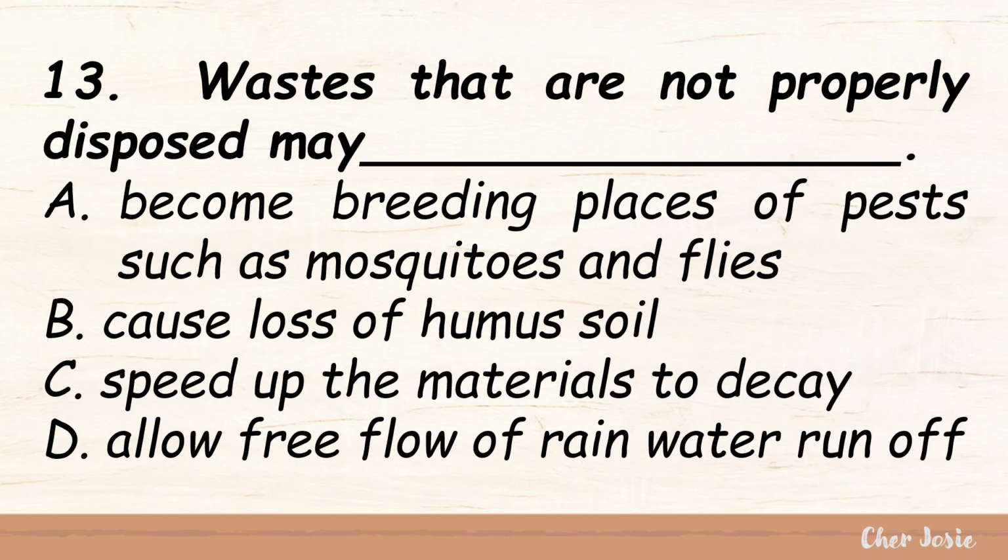13. Wastes that are not properly disposed may blank. Is it A. Become breeding places of pests such as mosquitoes and flies? B. Cause loss of humus soil? C. Speed up the materials to decay? D. Allow free flow of rainwater runoff? Go. Ball pens up. The correct answer is letter A.